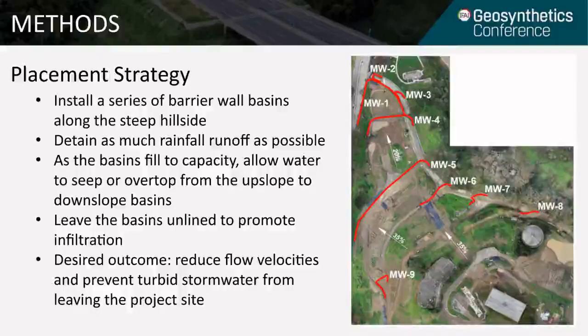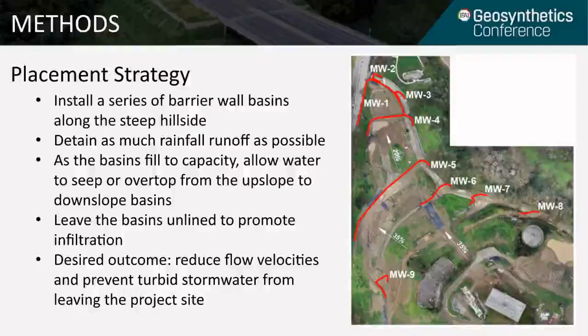For our site, the strategy was to install a series of these barrier walls along the steep hillside to act as check dams to reduce the velocity of stormwater coming down the slope, and to also act as basins. We knew that if stormwater was to leave the site, it would exceed the turbidity threshold, so we wanted to make sure we were detaining as much stormwater as possible.